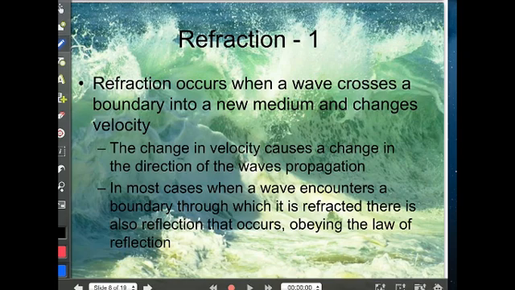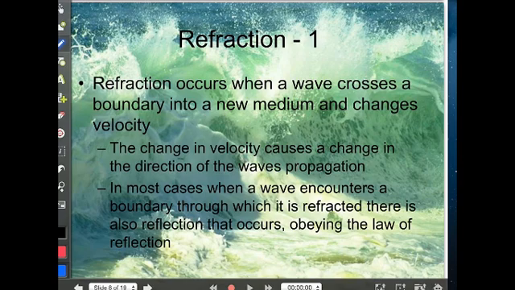When it encounters this boundary, though, in reality, and depending on what the type of boundary is, if it's one where there's going to be some transmission of the wave, or where it's going to pass through, very rarely is there complete transmission of the wave. More often than not, you get partial reflection and partial refraction. So some of the light goes through and some of it gets reflected off.